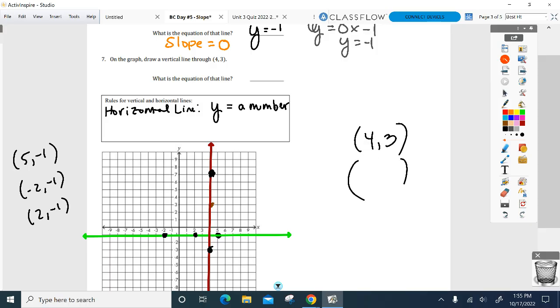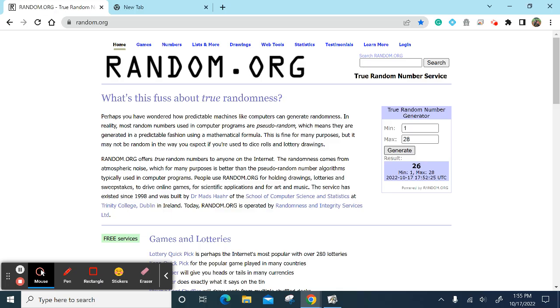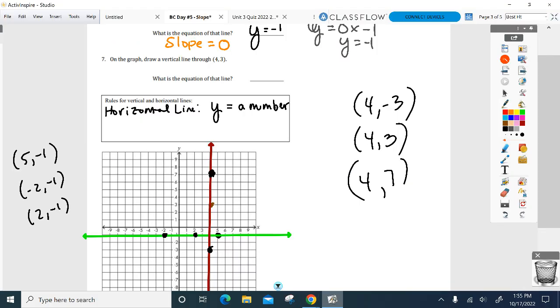4, 3. 4, 7. And then I got 4, -3. All right, what do you find in common for your 3 points? What's in common? 4 in the x value. What is it? 4. So in this case, all the x's are equal to 4.